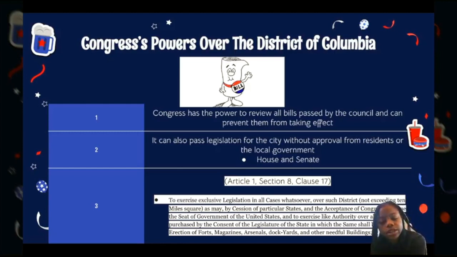And then third, Article 1, Section 8, Clause 17 basically states that Congress is allowed to have this certain power over the District of Columbia, and I'll read it. To exercise exclusive legislation in all cases whatsoever over such district, not exceeding 10 miles square, as may, by cession of particular states and the acceptance of Congress, become the seat of government of the United States, and to exercise like authority over all places purchased by the consent of the legislature of the state in which the same shall be, for the erection of forts, magazines, arsenals, dockyards, and other needful buildings.